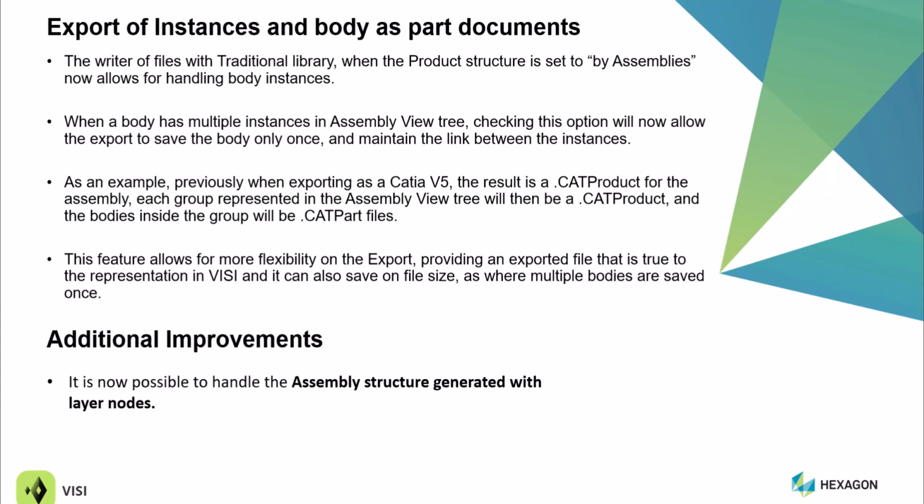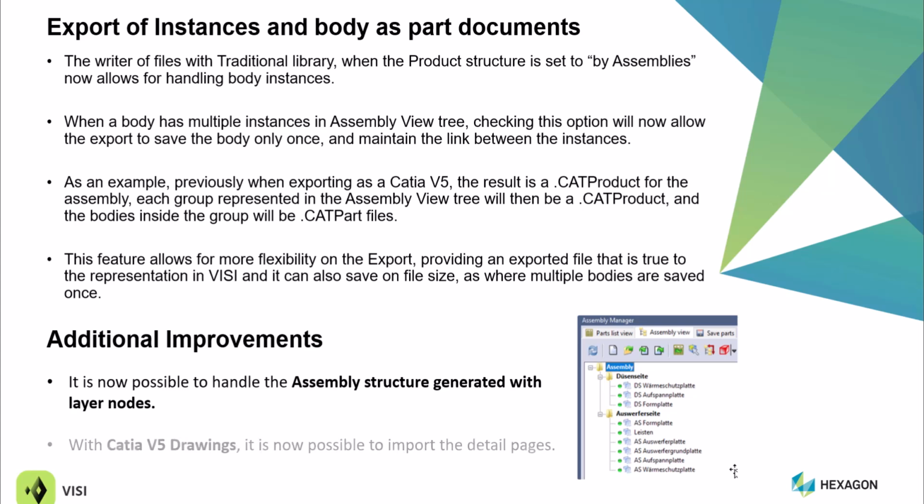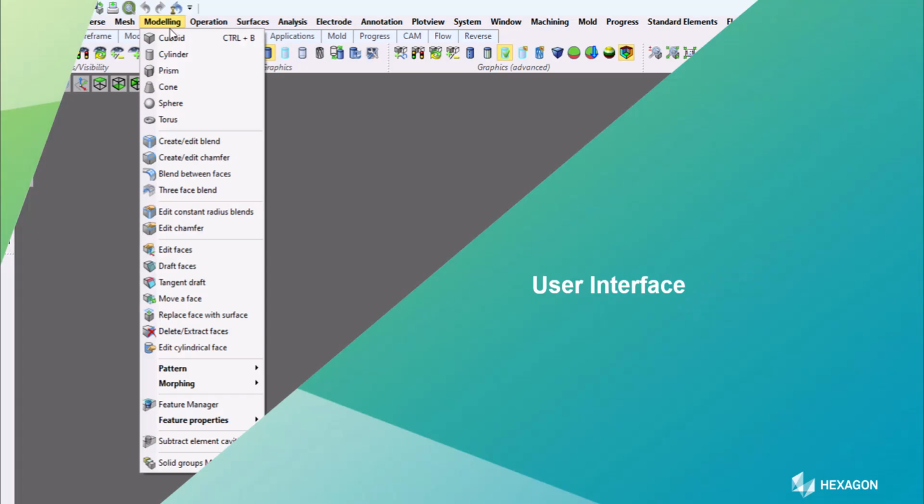Some additional improvements: it is now possible to handle assembly structures generated with layer nodes. This is helpful with CATIA v5 files, and it's now possible to import detail pages. So now we're going to talk about what's new with the user interface.